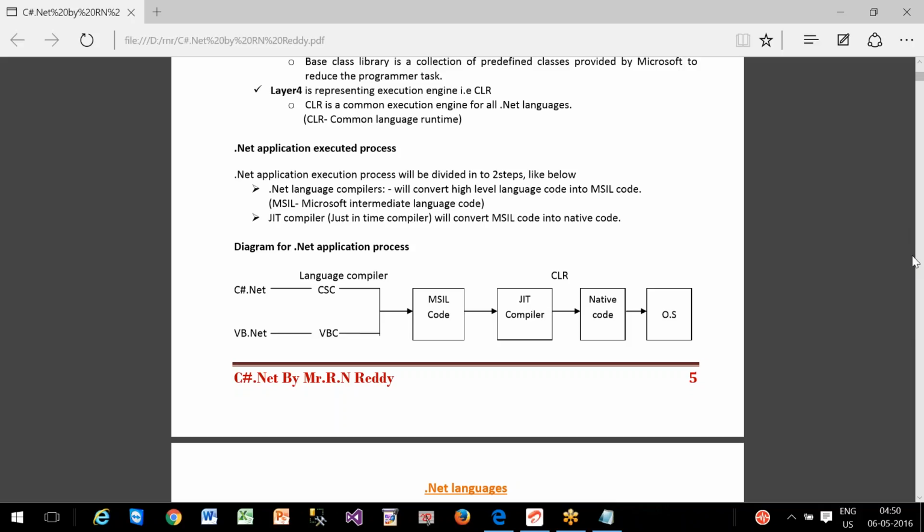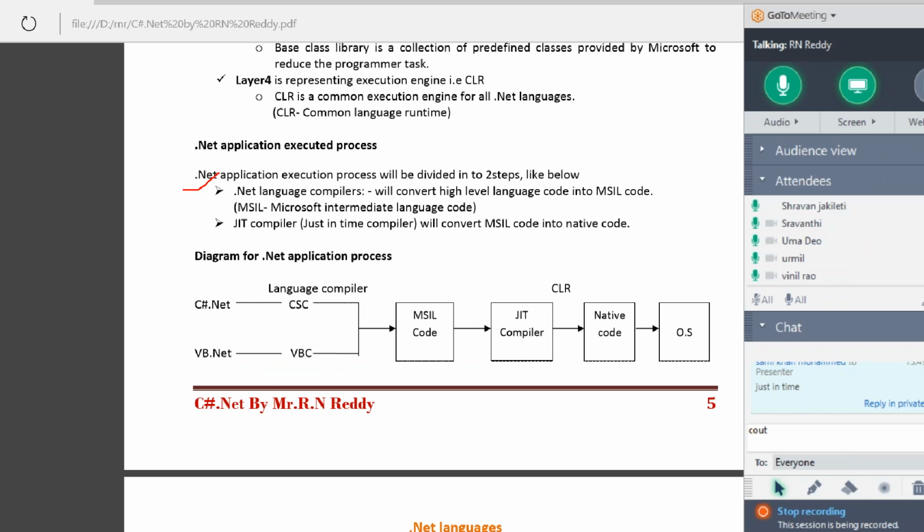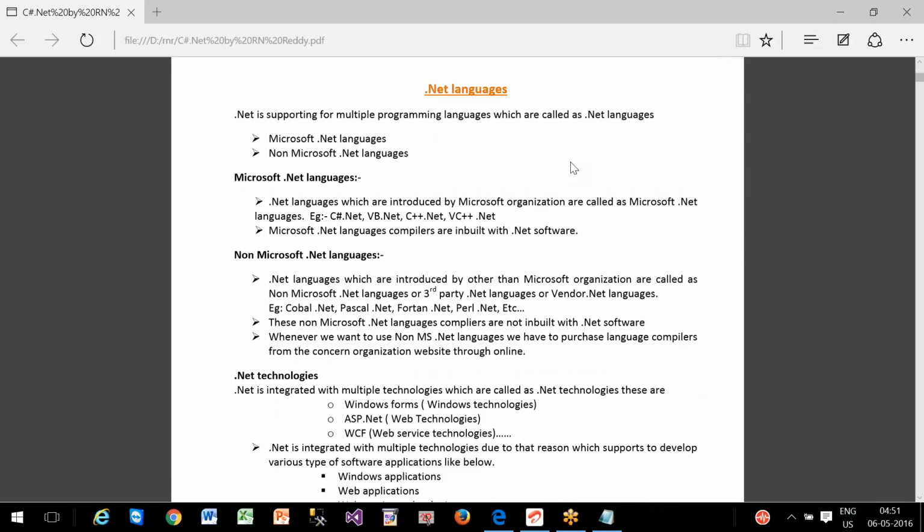You people do one thing. Why am I making you repeat the answer? Because at the time of an interview, don't drag the explanation. Make it sweet and short. The .NET application execution process will be divided into two steps. Step 1: language compilers will convert high-level language code into MSIL code. Step 2: the JIT compiler will convert MSIL code into native code. Even though I have given notes here also, it is step 1, it is step 2. Okay? Right. Now, next, .NET languages.